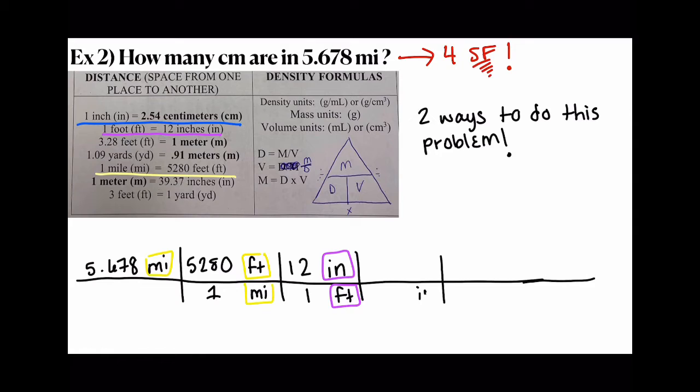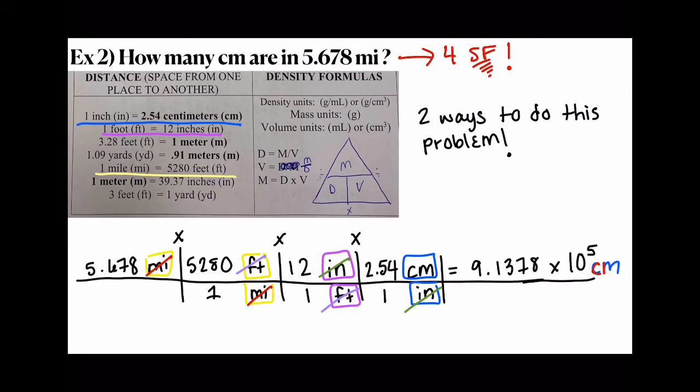Now, in a second, I'll show you a different way to do it. But I know that there's 12 inches in 1 foot. So then my feet will cancel out. I can go from the unit of inches to centimeters. And that was my goal. So then all I have to do is multiply all of the numerators together, which gives me 9.1378 times 10 to the fifth centimeters. And I need to cross out all my units. And I need to also do my significant figures. There's 4 sig figs. So you're going to have to round up, and your answer is 9.138 times 10 to the fifth centimeters.